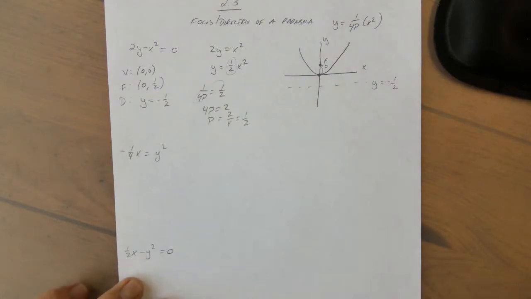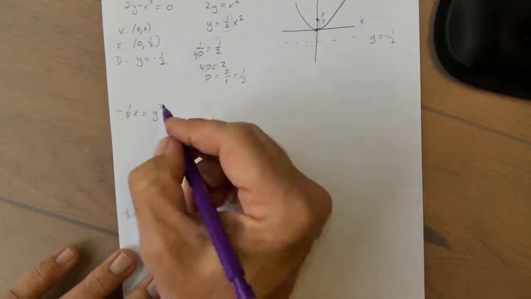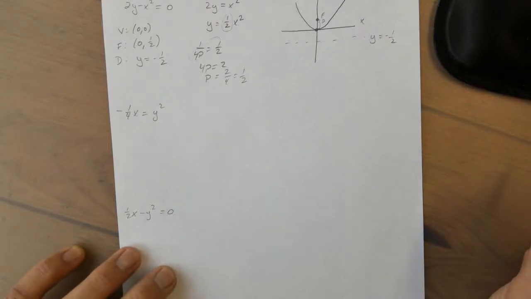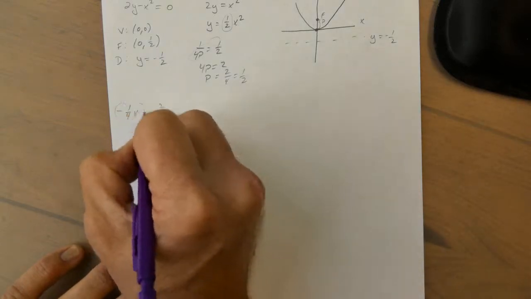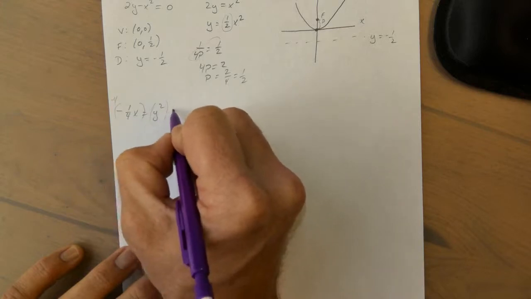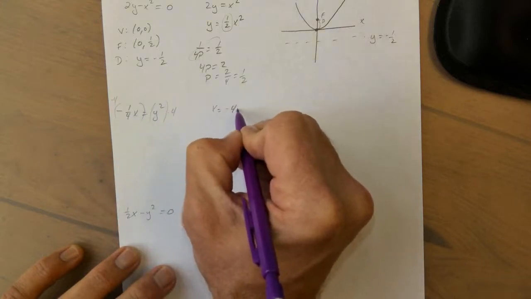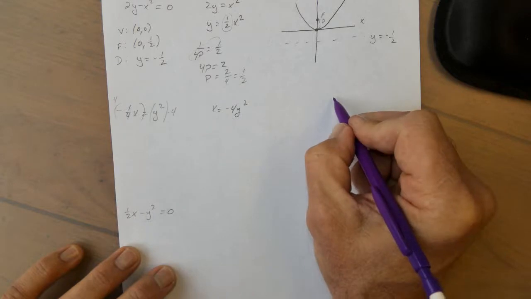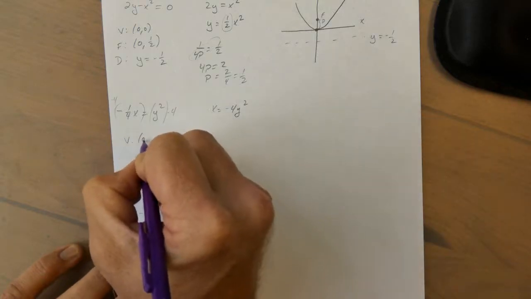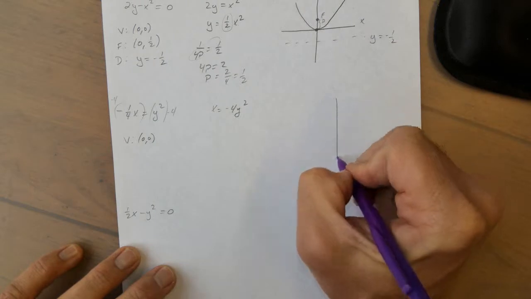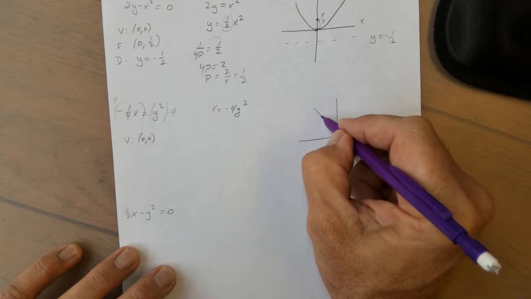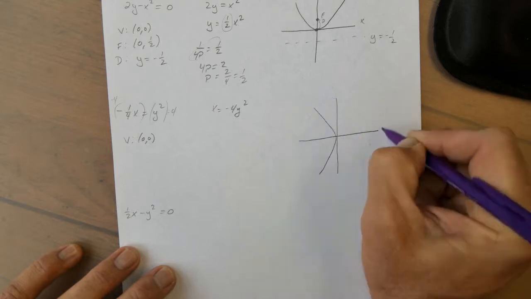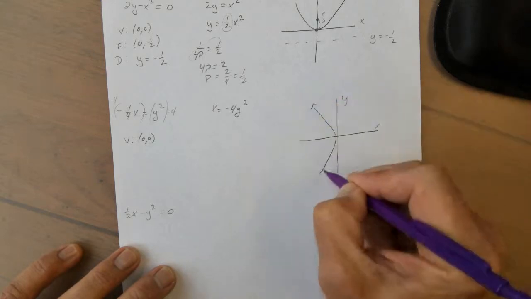All right, our next one, we have a y squared. So we know that one's going to be something that opens either to the left or the right. And we're going to solve this for x. So we're going to multiply both sides by negative 4. So we get x equals negative 4y squared. Again, we know the vertex here is at the origin. And because of the negative leading coefficient, we know that our parabola will open to the left.